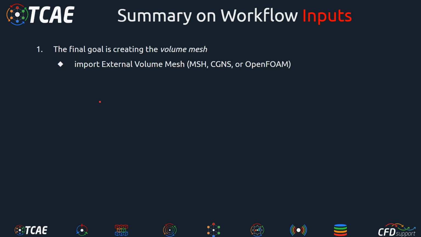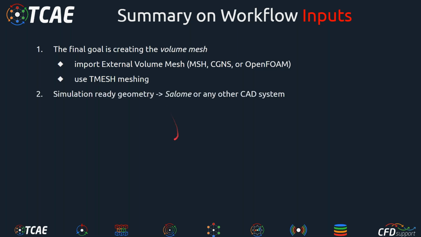In TCAE, you can either import an external volume mesh in MSH, CGNS, or OpenFOAM format. But you can load it, load a finished mesh. But 90% of users create the mesh in TCAE, so you can use an automated or semi-automated workflow to create the mesh. So I will talk a little bit about the data for creating the mesh. The input data should be created in some CAD system. We use, for example, Salome. It's another open source tool, and the data can be created, I would say, very well. So we recommend a free software called Salome, or any other CAD system can be used for geometry creation.